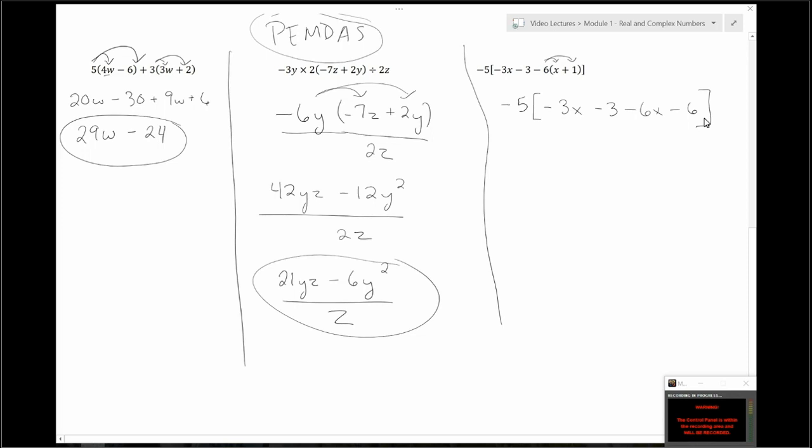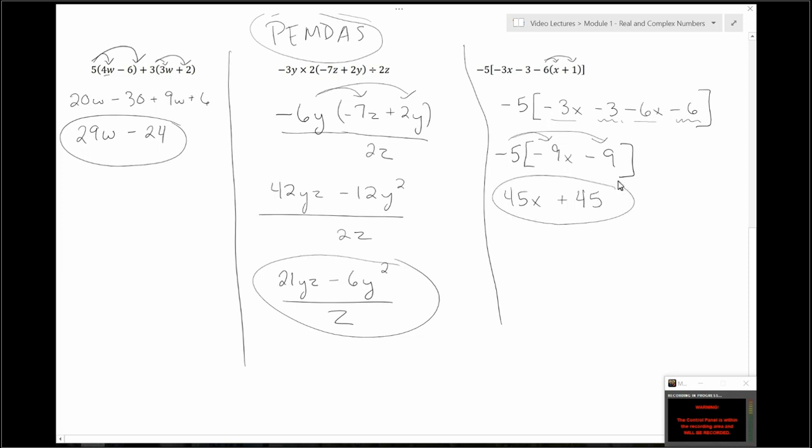So again, I'm going to read left to right, but I only have two terms. I have this negative 3x and negative 6x that I can combine, and then I have the negative 3 and negative 6 that I can combine. So the order doesn't come up in this one. I'll get negative 9x minus 9. And then I'll finally distribute. 45x plus 45. And that'll be it.